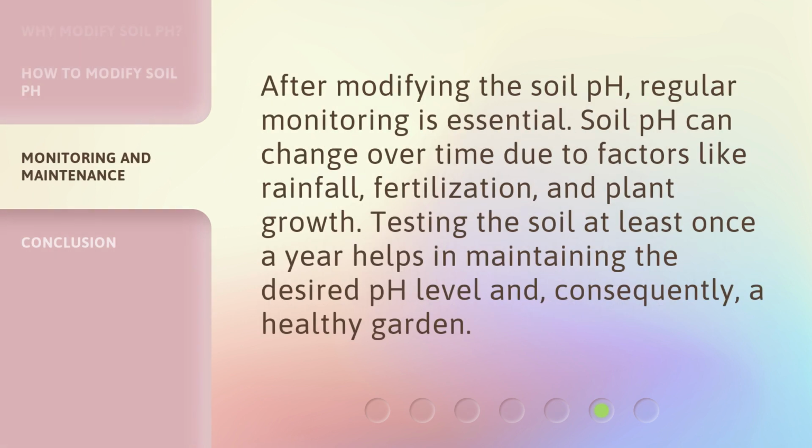After modifying the soil pH, regular monitoring is essential. Soil pH can change over time due to factors like rainfall, fertilization, and plant growth. Testing the soil at least once a year helps in maintaining the desired pH level and, consequently, a healthy garden.